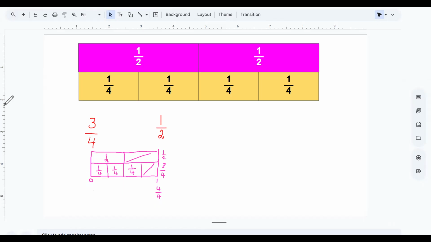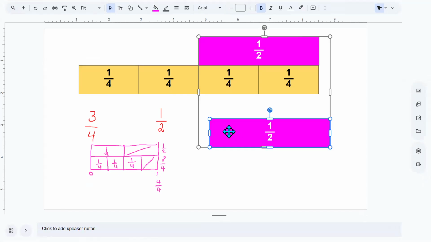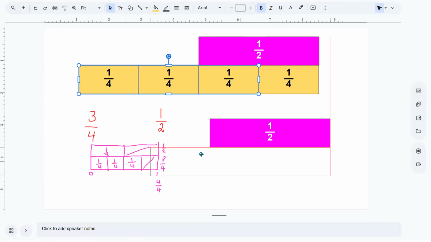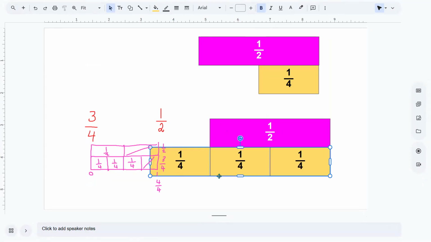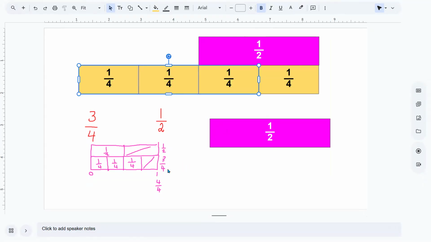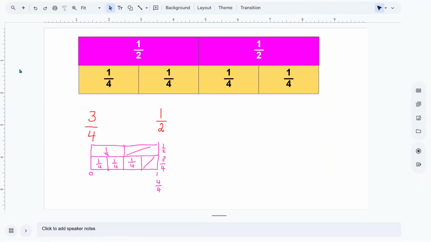Okay, so if we use our models here, we have 1/2 and three pieces of fourths. Yeah, 3/4 is bigger than 1/2. Okay, so the answer would be that 3/4 is bigger than 1/2.